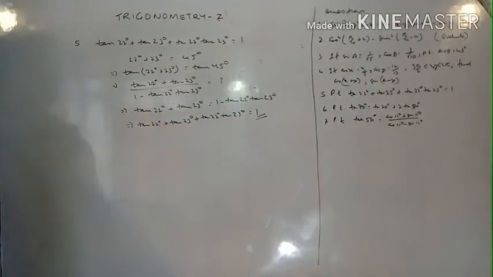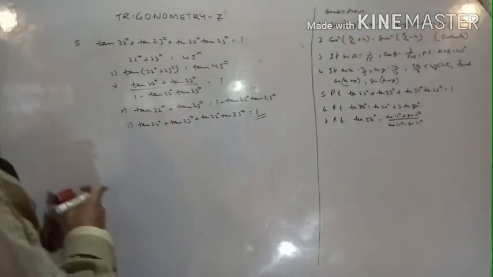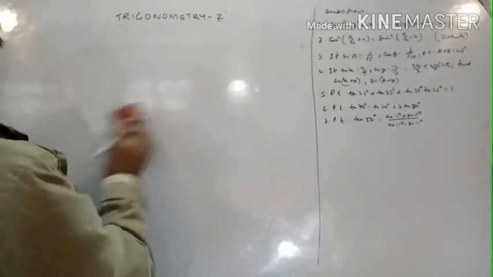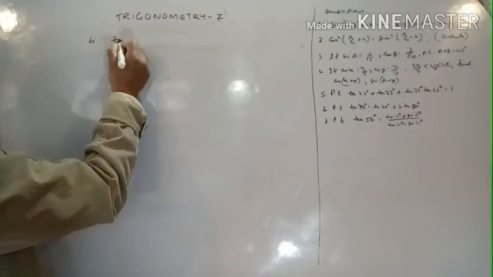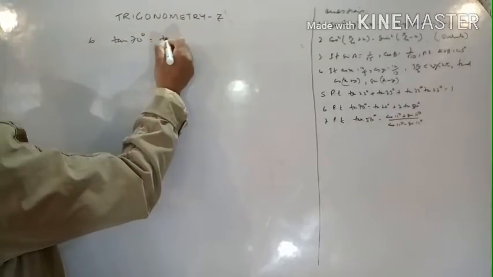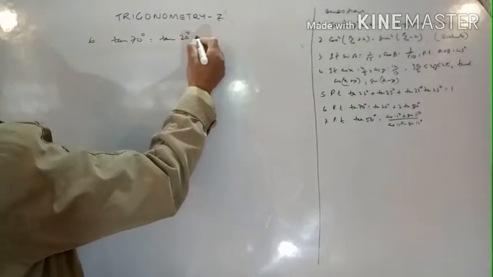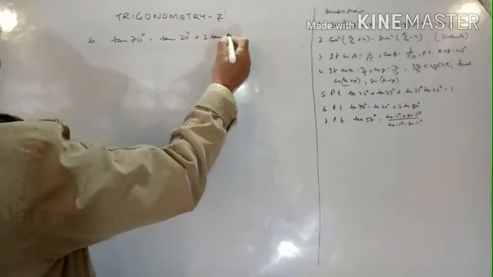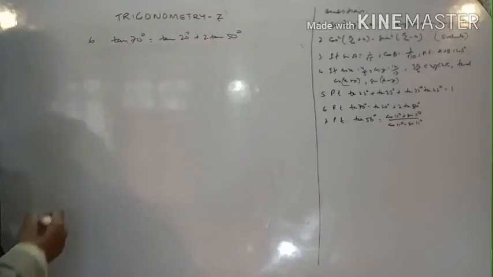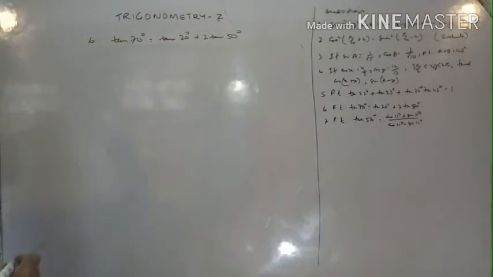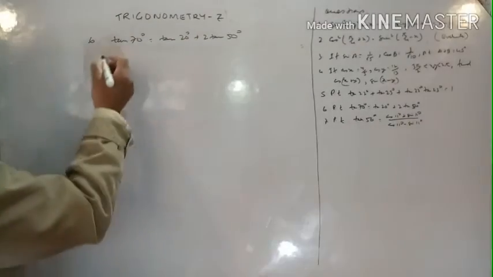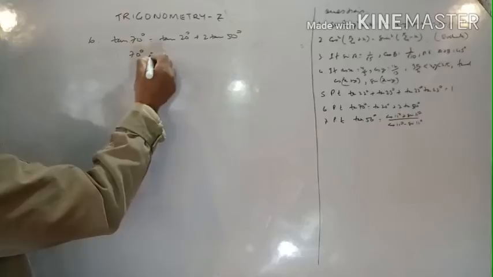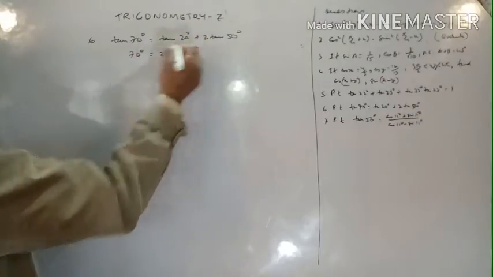So it is good. Okay, number 5 done. Now question number 6. In number 6 also we have to prove that tan 70 degree equal to tan 20 degree plus 2 tan 50 degree. Here three angles are involved, but 70 is the sum of 20 plus 50, so we take 70 degree equal to 20 degree plus 50 degree.